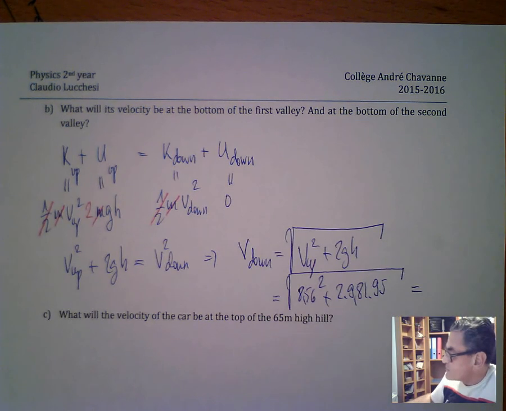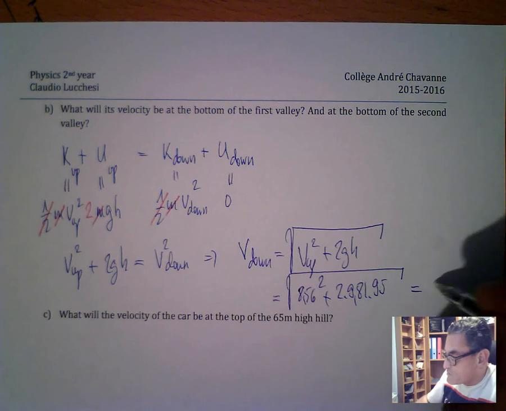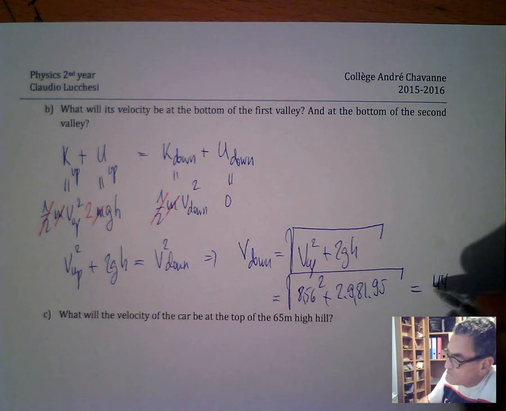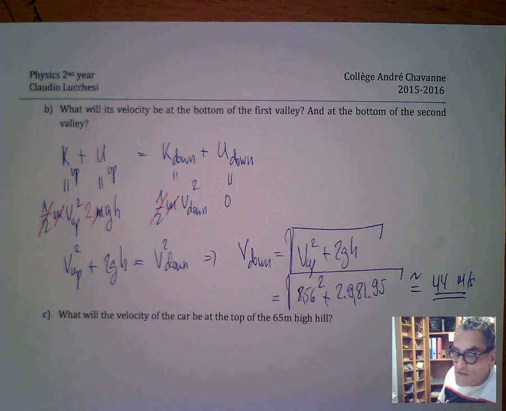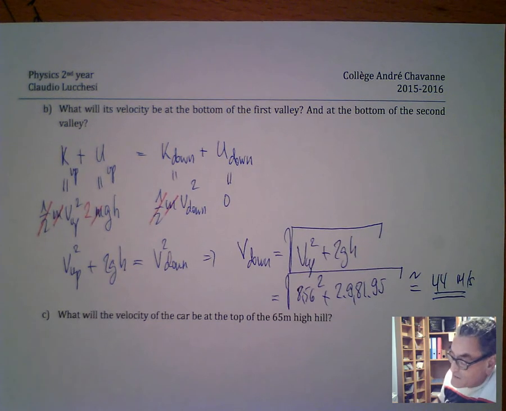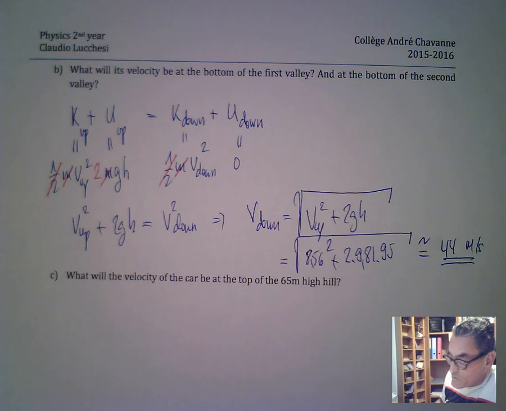If you compute that, you get the square root of 8.66 squared plus bracket 2 times 9.81 times 95. Okay, and now I take the square root. This gives me 44, pretty much exactly 44 meters per second. So it's going quite fast down the hill, which is one of the goals of a roller coaster. Okay, good.